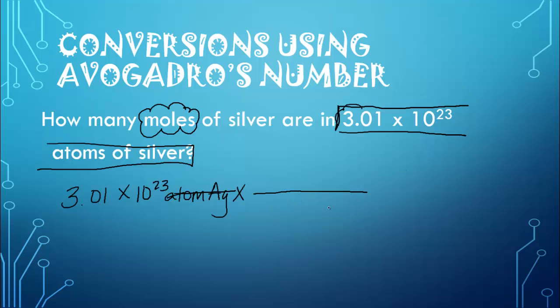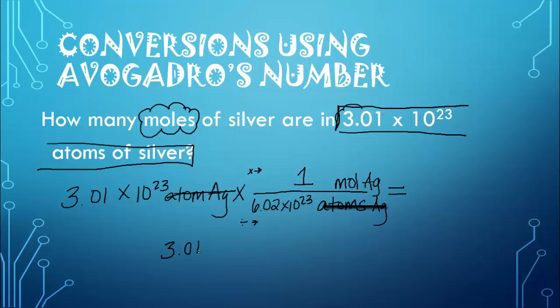We want to get rid of atoms. It's going to go on bottom. We want to change to moles of Ag, so that's going to go on top. Always 1 mole, and always 6.02 times 10 to the 23rd atoms. Then the math is exactly the same. We multiply by what's on top, divide by what's on bottom.